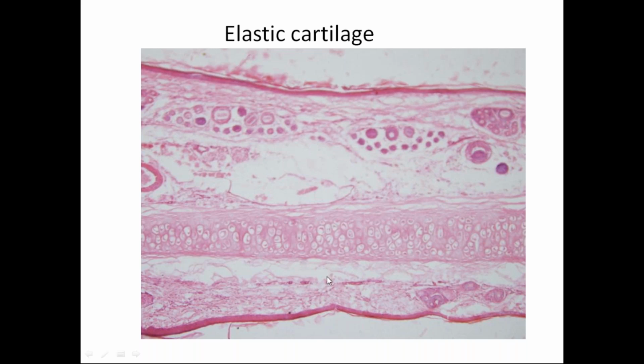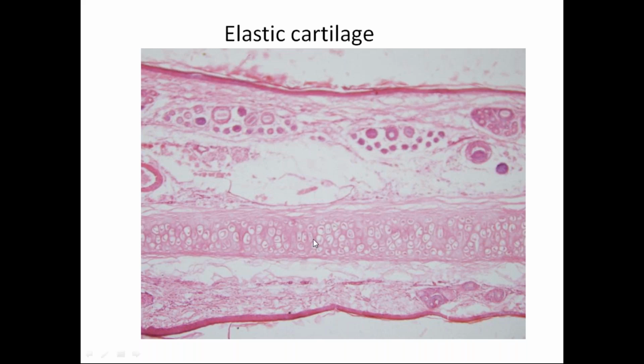You can see this is probably a pinna, because you can see some stratified epithelium on both sides, and the thin strip that you see in the center is actually the elastic cartilage. Here the matrix differs from the hyaline cartilage. The matrix has more elastic fibers, so it's a heterogeneous matrix.